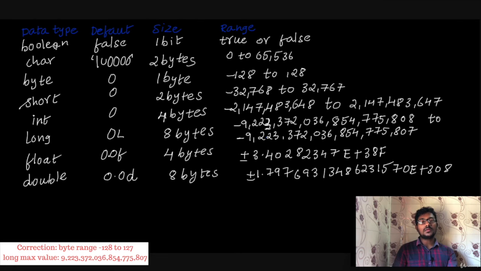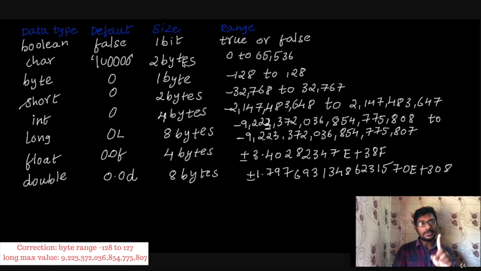For boolean, the default value is false, the size is 1 bit, and the range is true or false. So you can either store true or false. And then char stores only Unicode. This is the default value. When we discuss Unicode in a detailed manner, you will understand this character default value better. For now, just consider it as the default value for char. And then the memory requirement for char is 2 bytes. So it occupies 2 bytes.